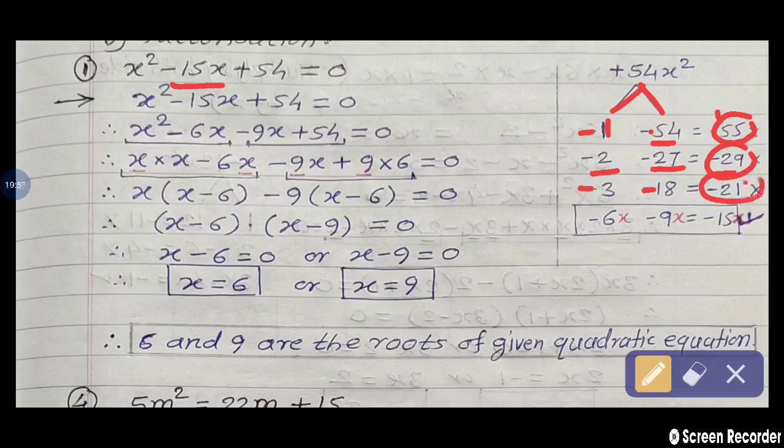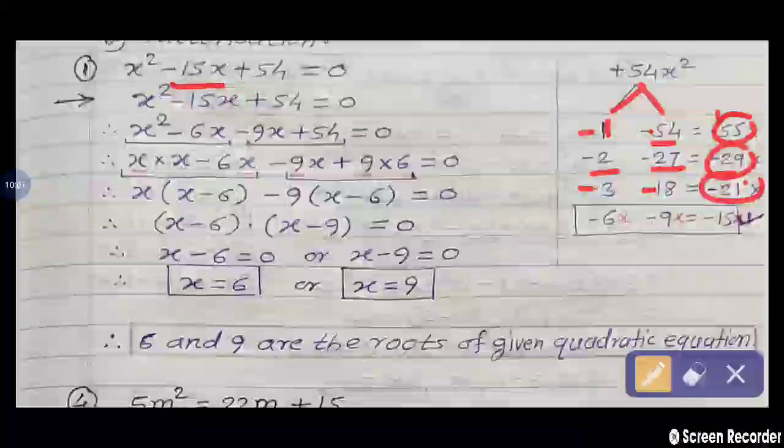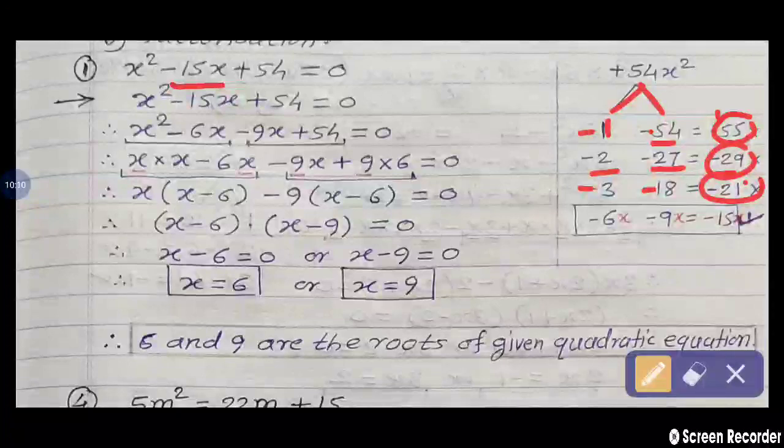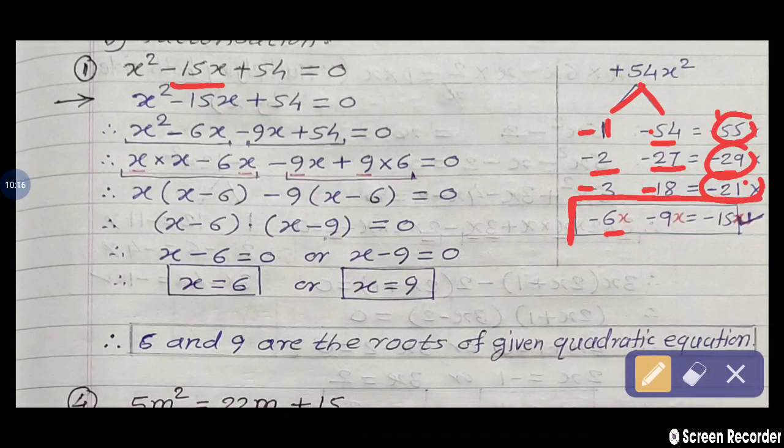Then 4, 54 is not divisible by 4. 54 is not divisible by 5. So leave those numbers. Take the number 6. 54 divided by 6, we are getting the answer 9. 6 9s are 54. Now check here. So minus 6 and minus 9. In the case of addition, minus 6 minus 9, the answer is minus 15.